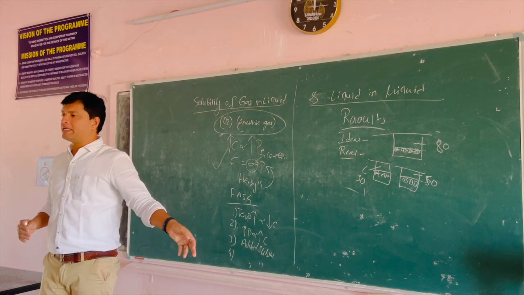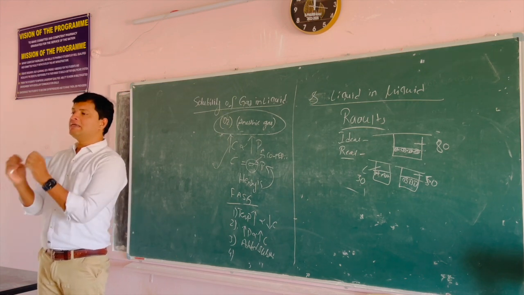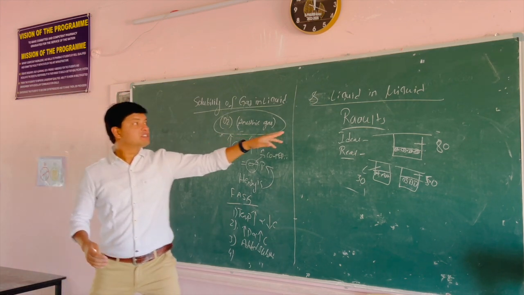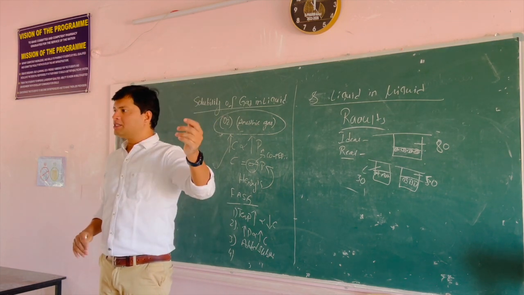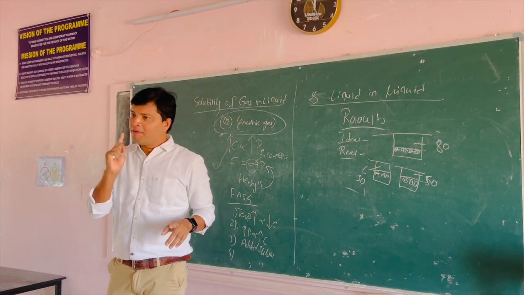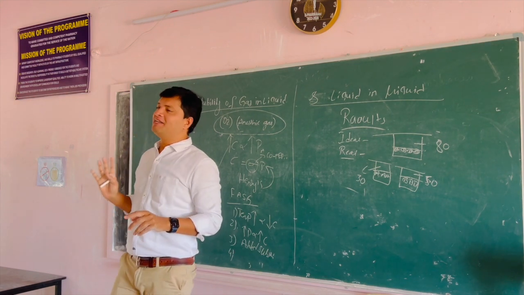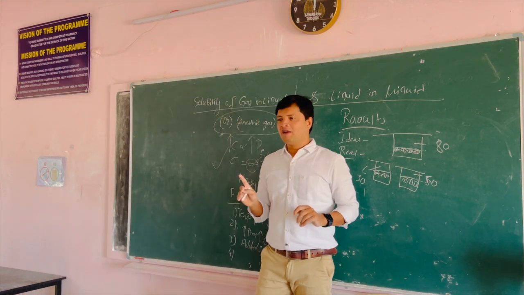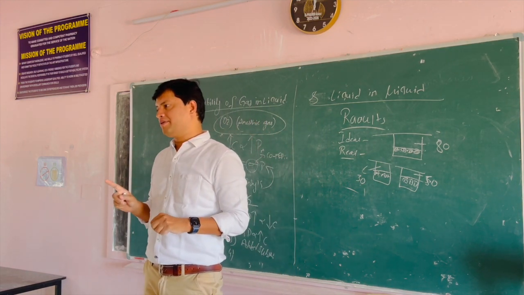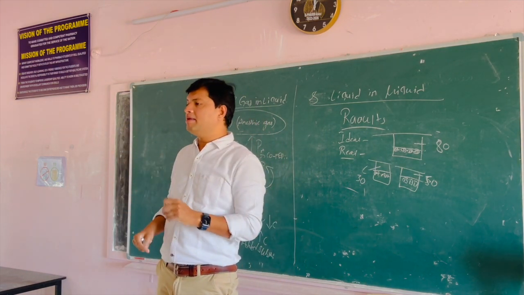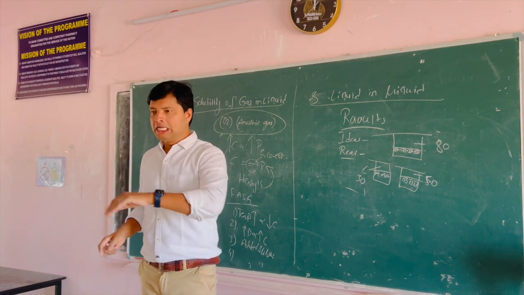And the last topic is partially miscible. If liquids are fully miscible, no problem. Fully immiscible, no problem. The problem comes when they are partially miscible. Phenol water system. They are partially miscible, they are very notorious. So, why study them? What are the uses? We'll try to see in the next class.